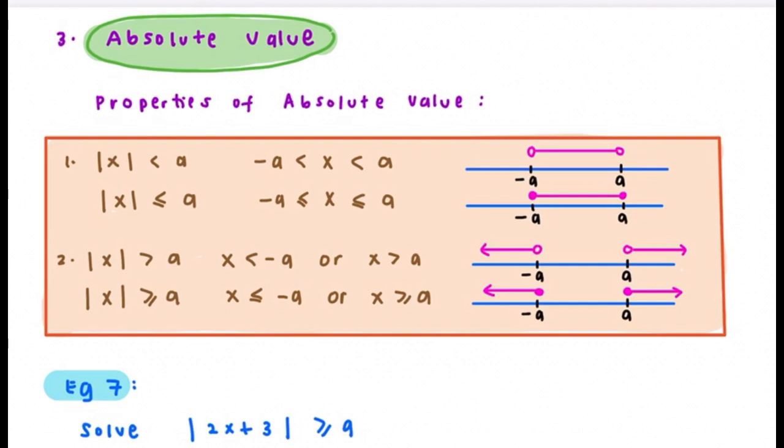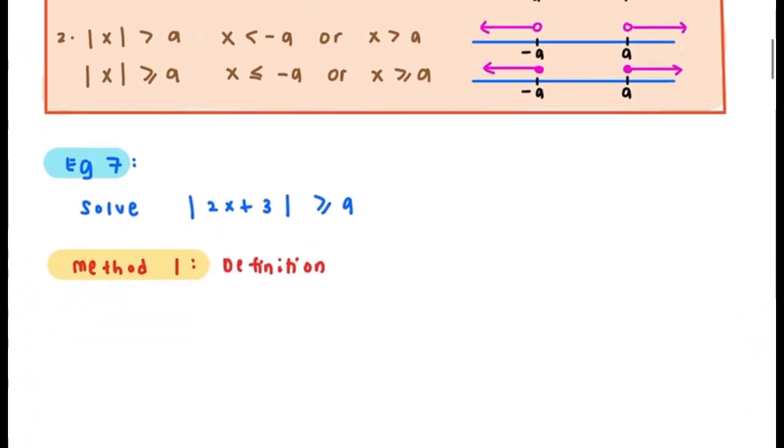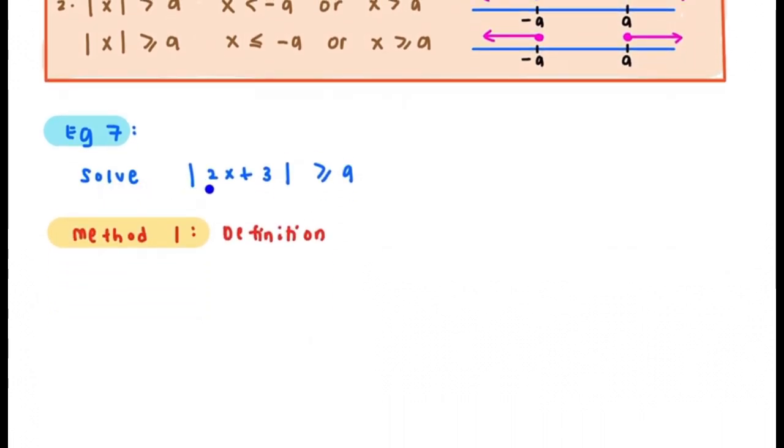Okay, look at example 7. Solve modulus of 2x plus 3 more or equal than 9. Let's look at the symbol first, the more or equal than symbol. Which property, number 1 or number 2? Look at property number 2, you have the more than symbol, so you have to use the second property. What does the second property say? Your value will be one towards your left side, one towards your right side. Same goes here.